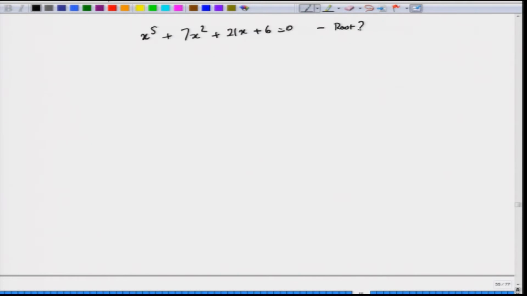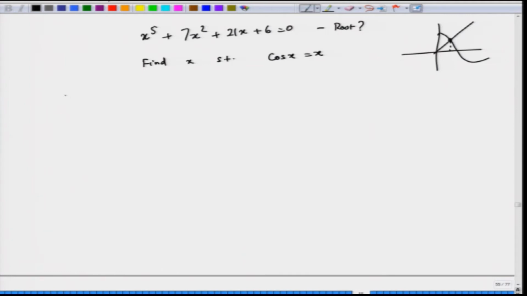Not only algebraic or polynomial equations, we also encounter equations which are transcendental in nature. For example, find x such that cos x is equal to x. We know that if you draw the graph of cos x and the graph of x, they are going to meet. So, how do we find this root? These are the types of questions we are going to address today.